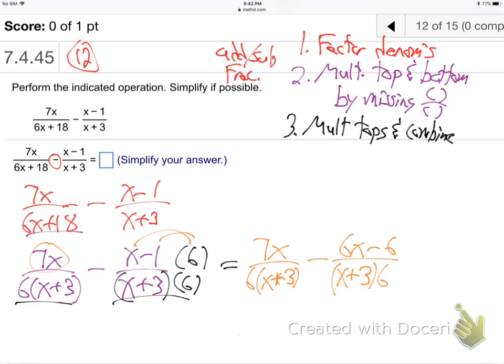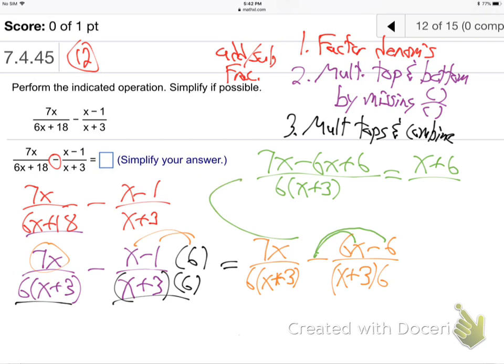Now, combine them into one fraction. This can be a little bit tricky. Remember this minus sign? Watch out, really easy to mess up. So this will become 7x minus 6x plus 6 over 6 times x plus 3. So that's x plus 6. I went up to there. Over 6 times x plus 3, right? Because 7x minus 6x is 1x.